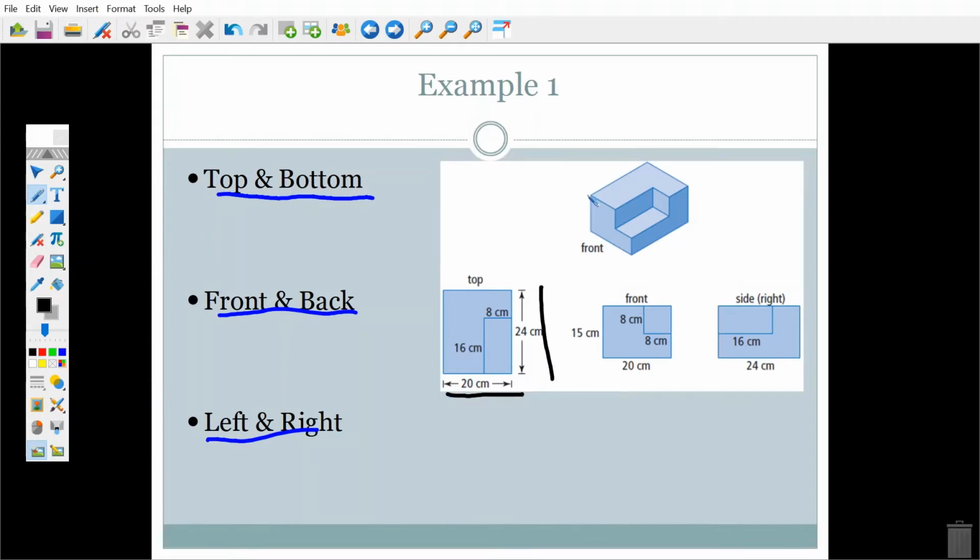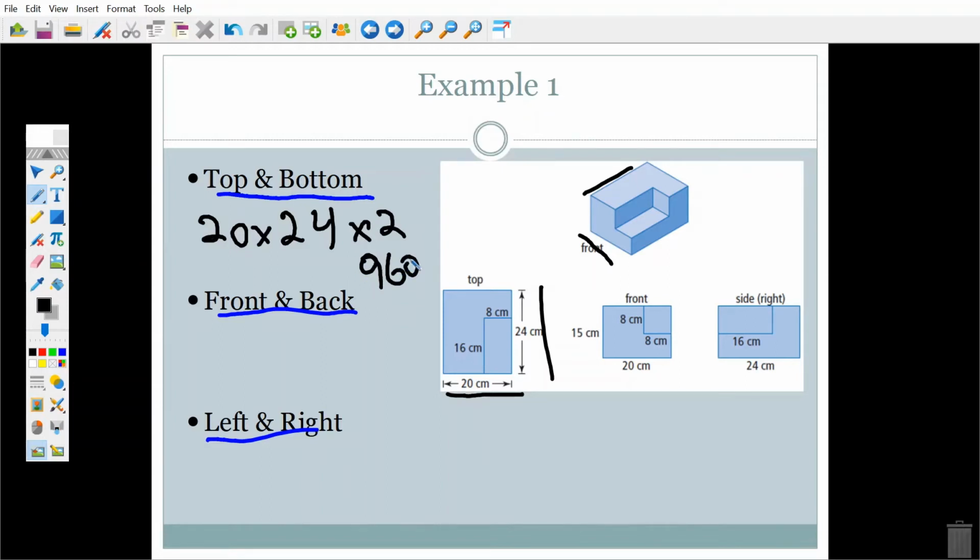So this is 20 by 24. I would go 20 times 24, and because I want the top and the bottom, I'm going to take that number and multiply it by 2, because I want both the top and the bottom of the shape. This would be 960.